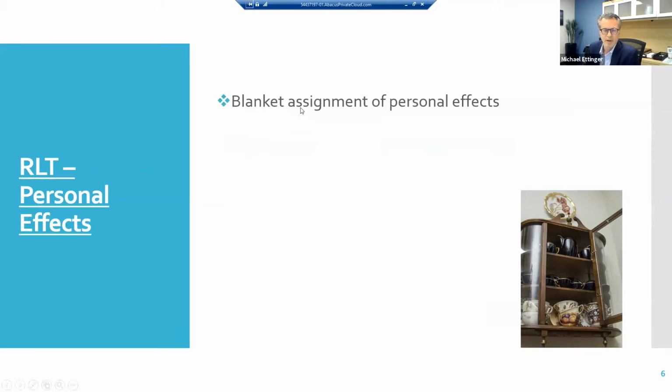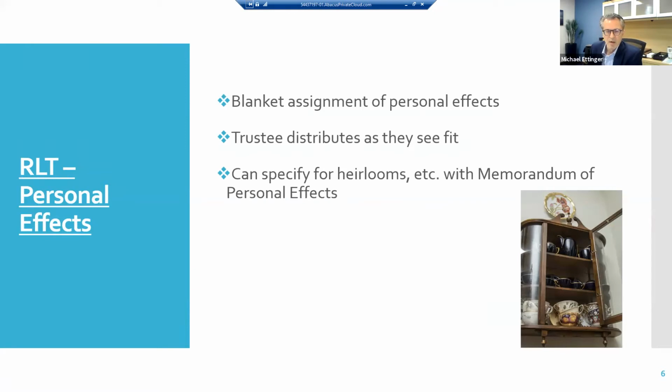What about personal effects? We have what's called a blanket assignment of personal effects. So the trust says, I hereby assign or put all my personal effects into the trust. Then the trust says that the trustee can distribute those personal effects as the trustee decides. But we have something called a memorandum of personal effects, where you can write in which heirlooms, special items, jewelry, furniture goes to which of the children. There's a lovely china that actually none of the children want these days, but there it is.